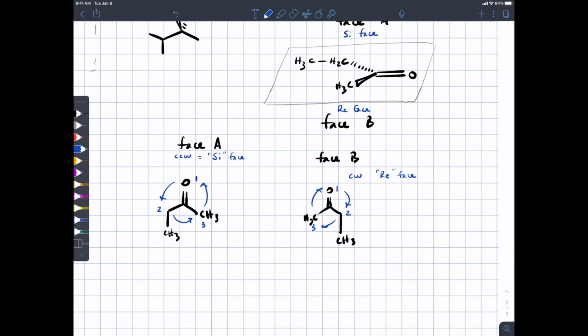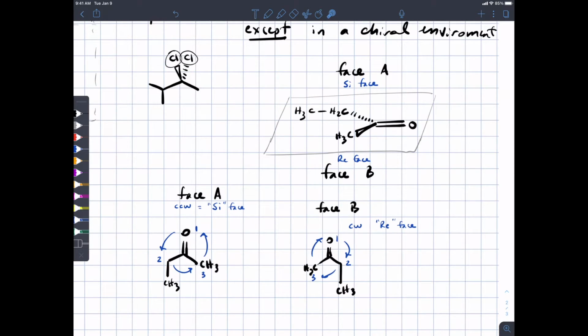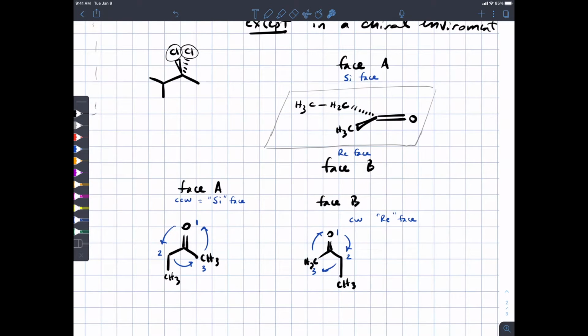And why do we do this? Well, imagine if you were to try to reduce this ketone by delivering a hydride from the top, what would the stereochemistry be? Well, if we delivered a hydride from the top, that hydrogen would be pointing out at us, the oxygen would be pointing away, and we would assign stereochemistry, and it would be S. In contrast, if we were to add a hydride from the Re face, from below, then we would assign stereochemistry, and it would be R.